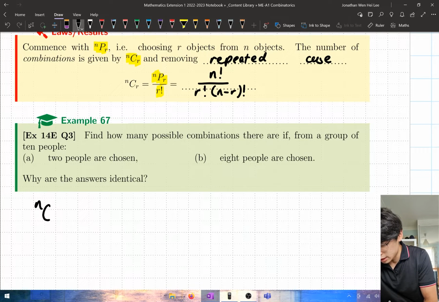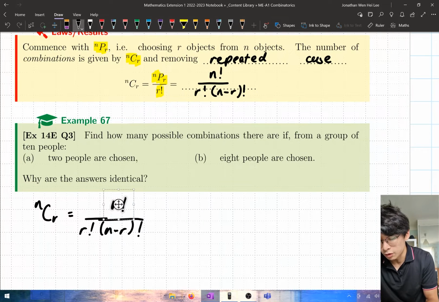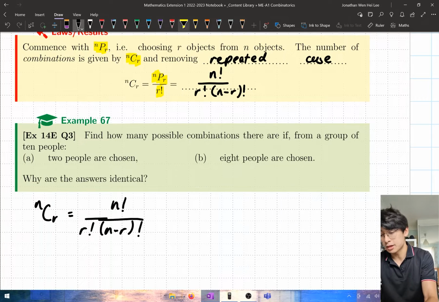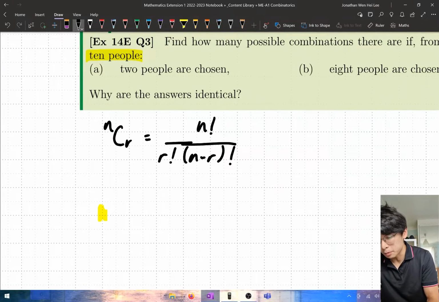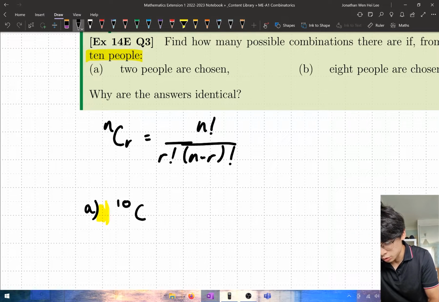nCr is equal to n factorial over r factorial times (n minus r) factorial. So just remember, n is the number of possible things that we can choose from. So in this case, how many possible things can we choose from? Well, in this particular example, there are 10 people that we can choose from. So for the first one, A, I want to choose 2 people from that 10. That's just going to be 10 choose 2.